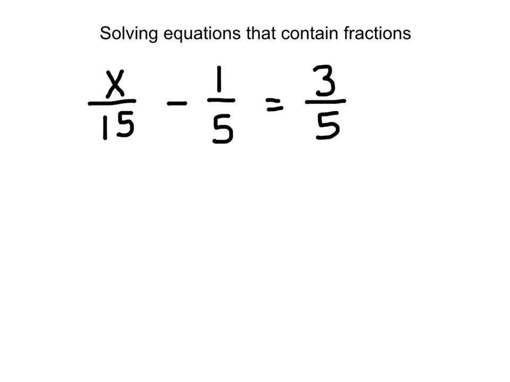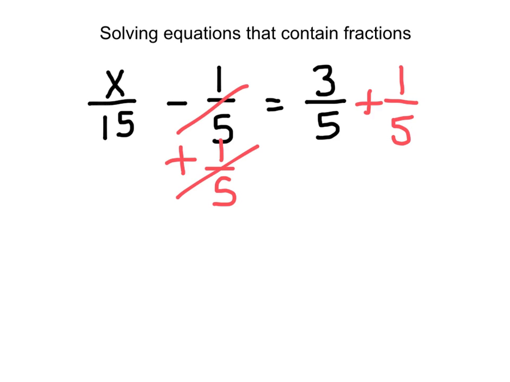All right, so now we have solving equations that contain fractions. And we're going to go ahead and do the same steps we did before. We're going to undo what's being done to the variable in reverse order. So the variable is being divided by 15, and then 1/5 is being subtracted. So let's start by adding 1/5 to both sides.